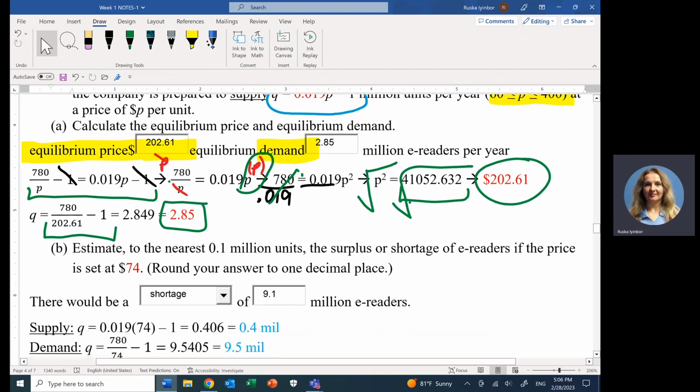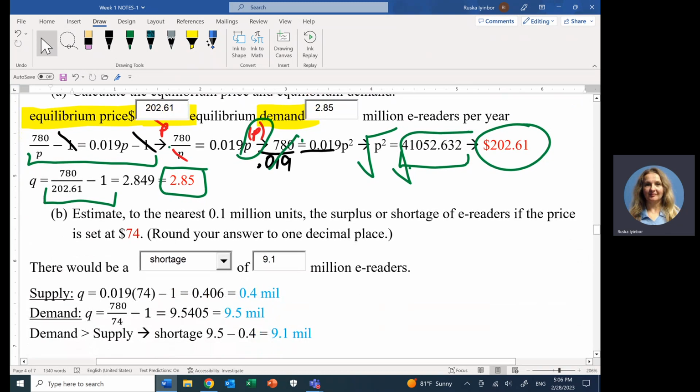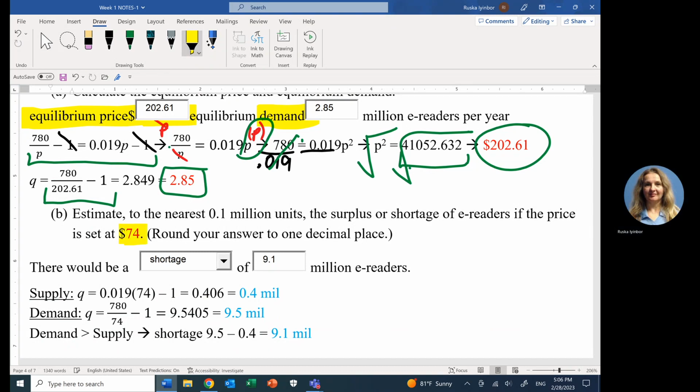And the next one is estimate to the nearest 0.1 the surplus or the shortage of e-readers if the price is set to be 74. So now we're going to use the price 74. You're going to plug it into the supply equation and into the demand equation and see which one is bigger. When I put it in the supply, we get 0.04 million, not dollars, readers. When I put it in the demand, just simplify it, we get 9.5 million.